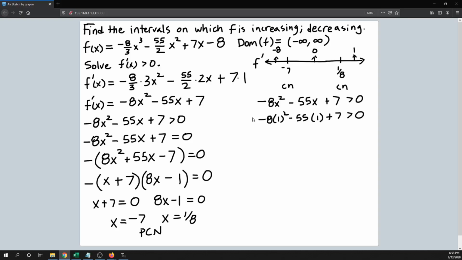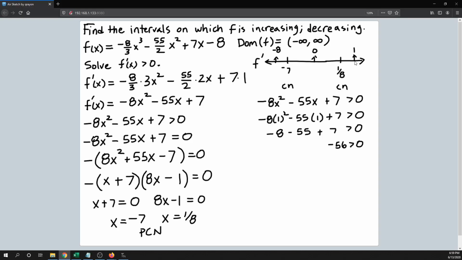I get -8 minus 55 plus 7, which is -56. Okay. So -56 greater than 0 is a false statement. That is not true. So that means that 1 is not a solution of this inequality. Okay, this one right here. And that also means that none of these numbers on this piece are solutions.